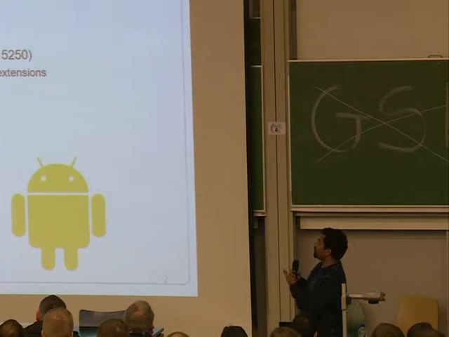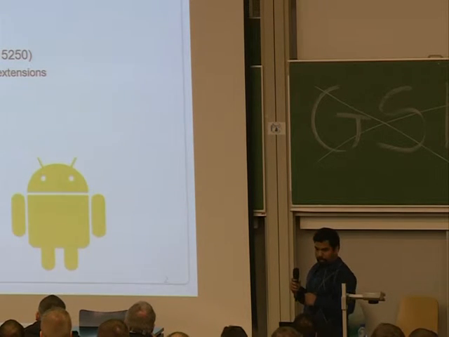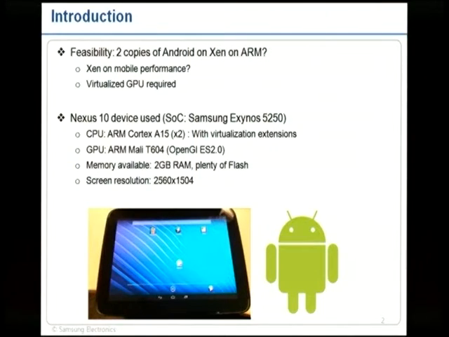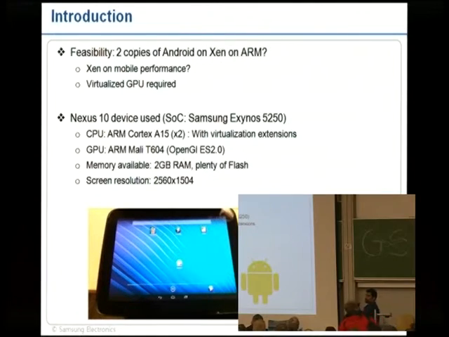Our main research area has been to get the virtualized GPU running and check the performance, how it compares to the native device. Over the last 2 years, we have been working on Nexus 10, which was the first Cortex A15-based device that came out in market that supported virtualization extensions. The Nexus 10 is based on Samsung Exynos 5250. It has a dual-core Cortex A15 with virtualization extension, and it has a Mali T604 as the GPU. And the memory that's available is 2GB of RAM, which was pretty high in late 2010, early 2011.